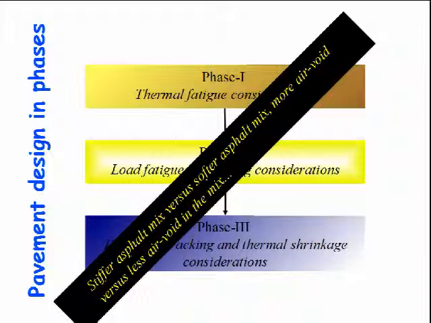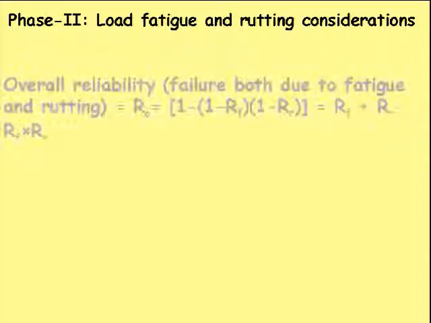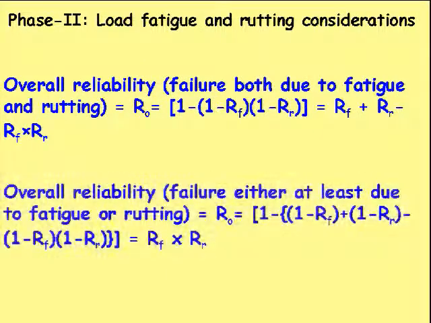So there are issues like a stiffer asphalt mix or a softer asphalt mix, or more air void and low air void issues, etc. So I come back to phase 2 of my design, the load fatigue and the rutting consideration. Now once again, I have to look for two possible definitions of the failure, as I have shown you, the parallel and the series connection. Overall reliability due to fatigue and rutting, whether I would define the failure due to both fatigue and rutting, or the failure due to at least fatigue or rutting.